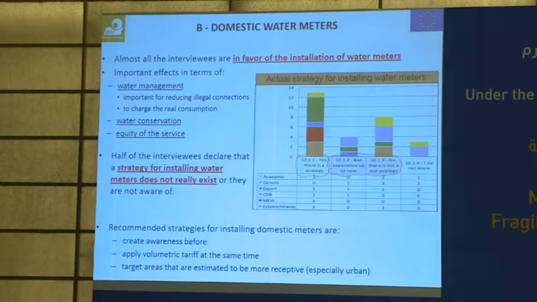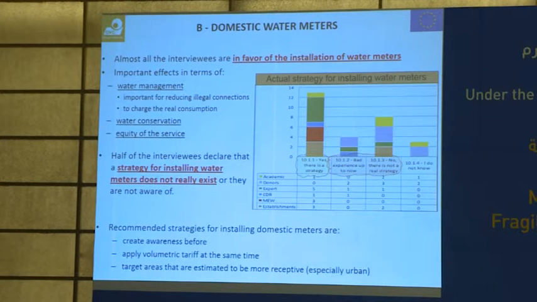When we talk about installation of domestic water meters, the majority is in favor of installing water meters. That could be important for improving water management, water conservation, and equity of the service. But here also is the same schizophrenic situation. Half of them say that there is a strategy for installing water meters, while more or less the other half say no, there is not a real strategy, or what has been done up to now was just a bad experience.